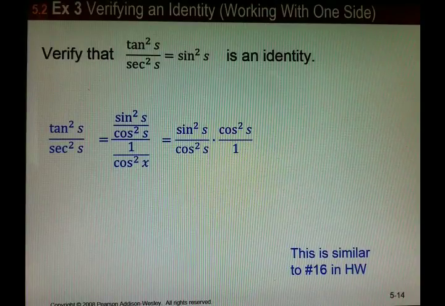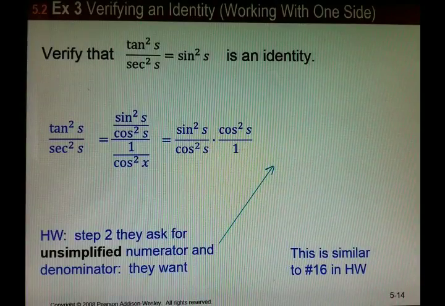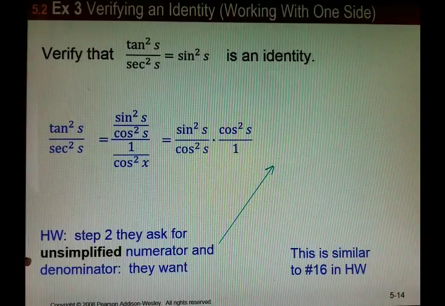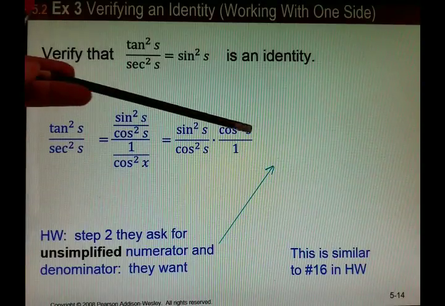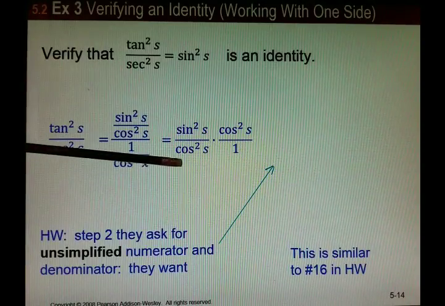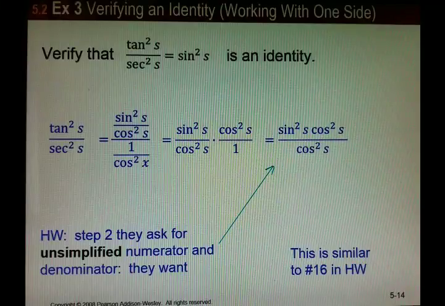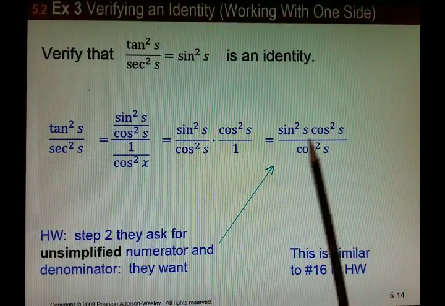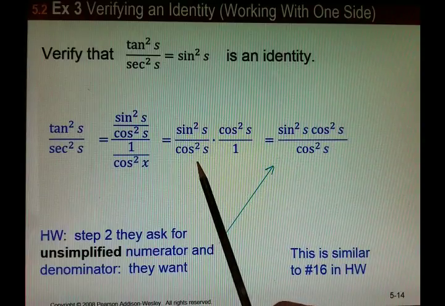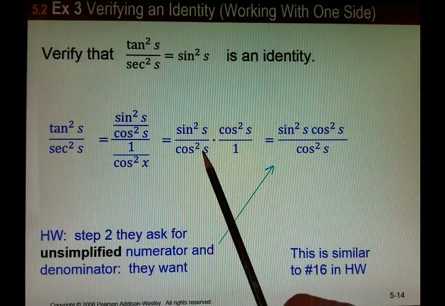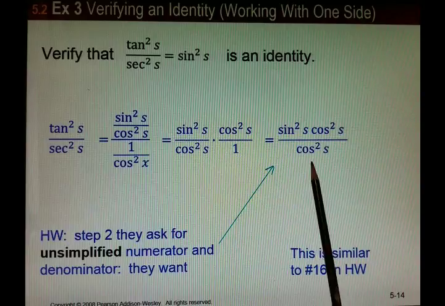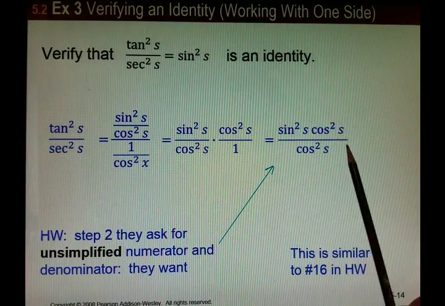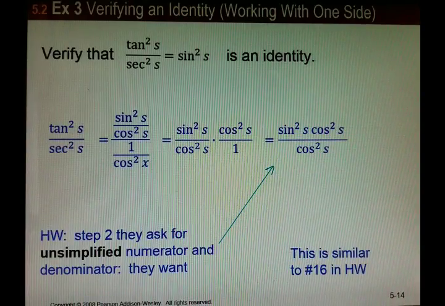Normally we reduce at this point, but your homework system is asking you for the unsimplified numerator and denominator for this question. So the unsimplified numerator and denominator means do not just reduce the cosine squared immediately. They want you to actually write it like this in the computer system. Sine squared times cosine squared, both of them are of s, sorry. And the denominator times 1, so therefore cosine squared of s. So that is actually your step 2, the unsimplified numerator and denominator.